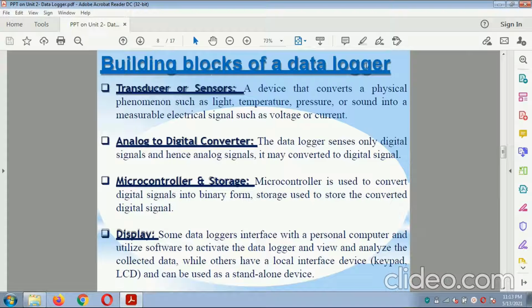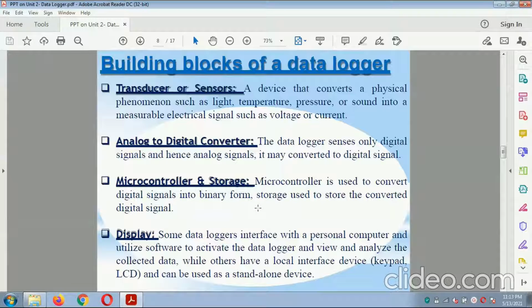The building blocks of the data logger. The transducer or sensor is a device that converts a physical phenomenon such as light, temperature, pressure or sound into a measurable electrical signal, either voltage or current. The analog to digital converter: the data logger saves only digital signals, and hence the analog signal must be converted to a digital signal. The microprocessor and storage: the controller is used to convert the digital signal into binary form. Storage is used to store the converted digital signals.